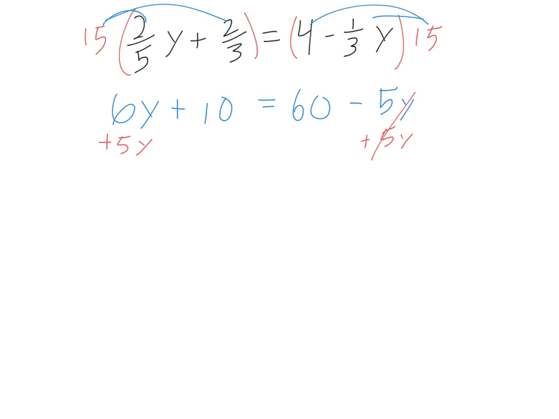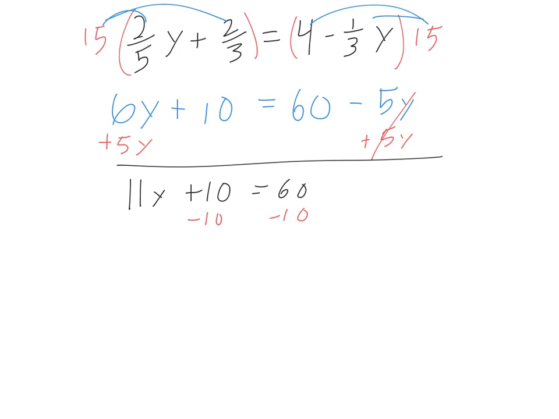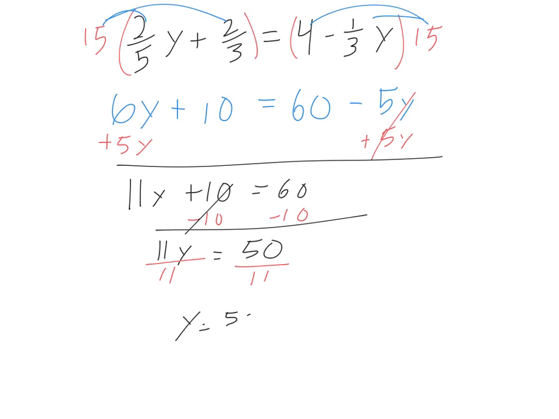They cancel over here. I'm left with 11y plus 10 equals 60. I want to subtract 10 from both sides to move that 10. I'm left with 11y equals 50. Finally, I need to divide each side by 11. So y is equal to 50 over 11, and you cannot simplify 50 11ths.